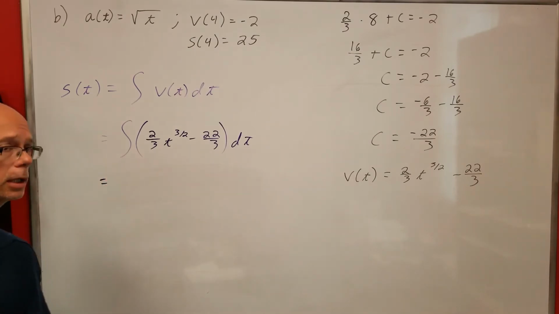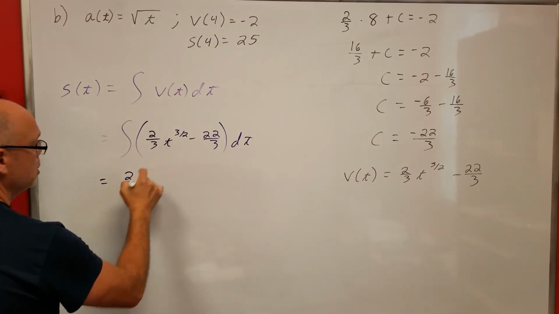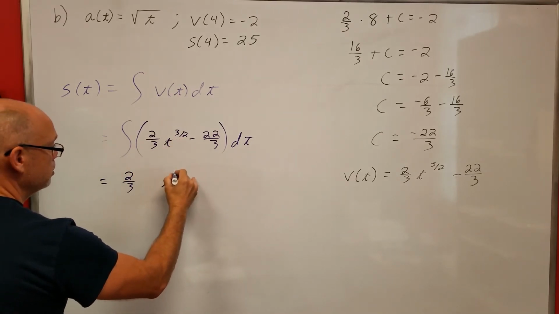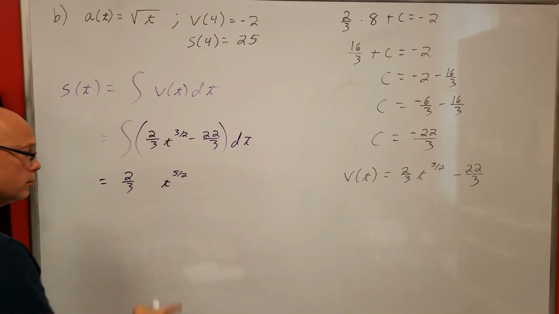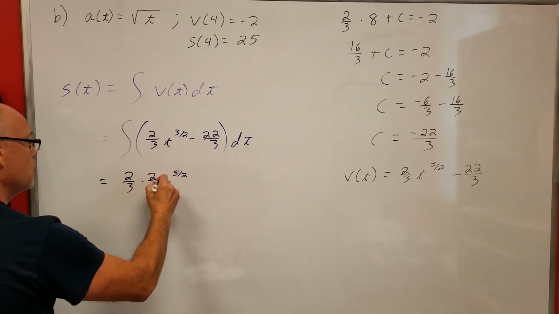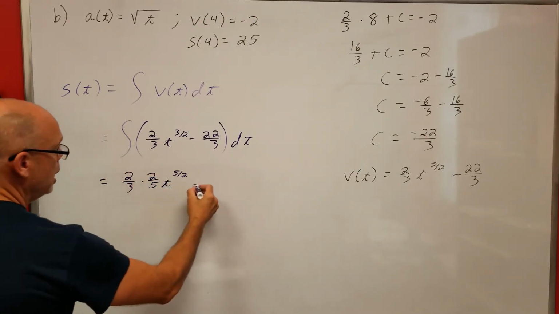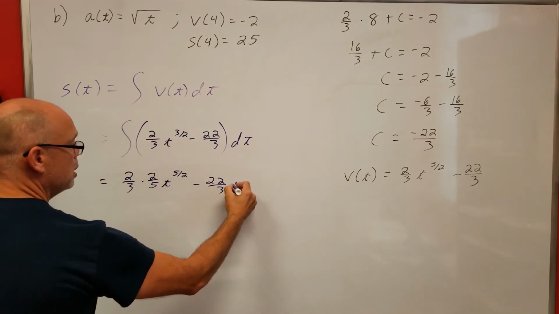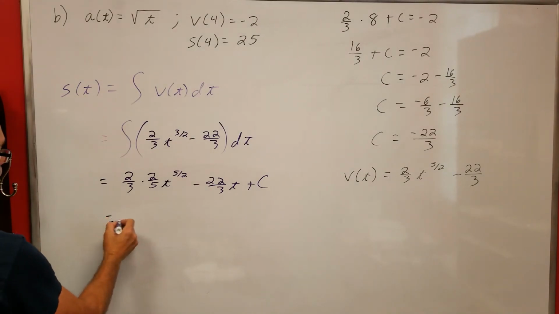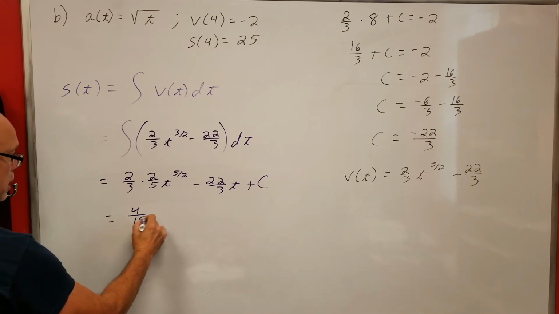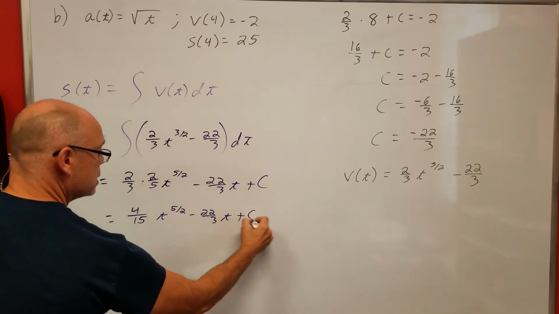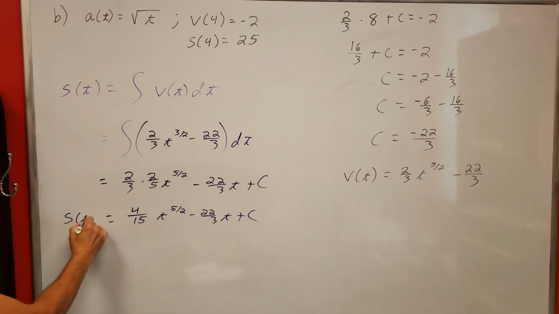All right, well, we know how to integrate this. I have 2/3. How about t to the 3/2? Add 1 to that. What does that give you? T to the 5/2? Divided by 5/2, or times what? 2/5. Minus 22/3 t plus your arbitrary constant c. So that gives me what? 4/15 times t to the 5/2 minus 22/3 t plus c, and that's what s of t is, right?